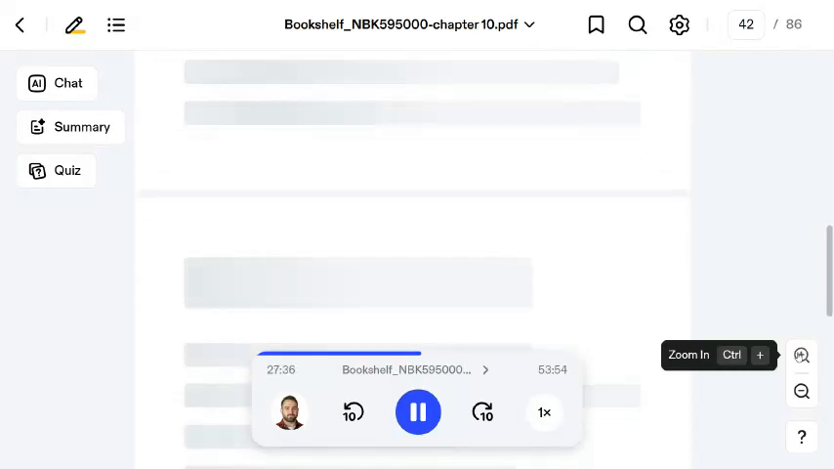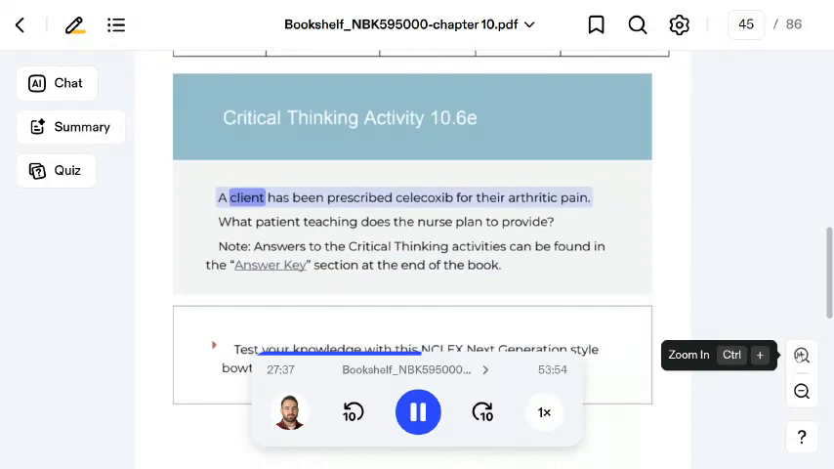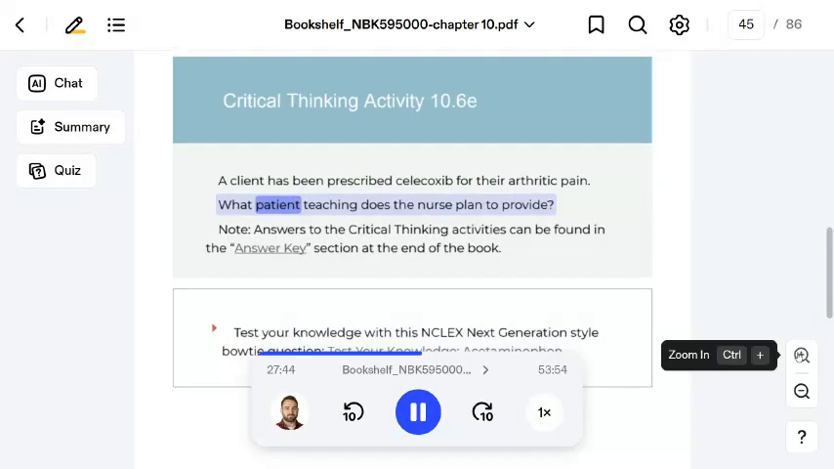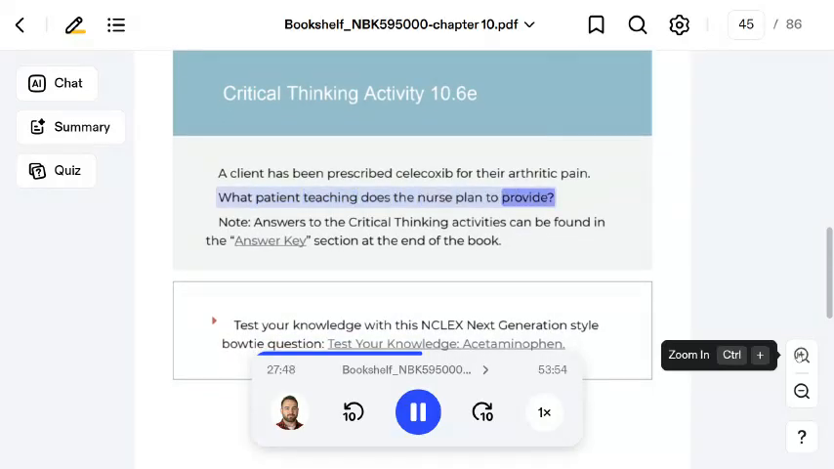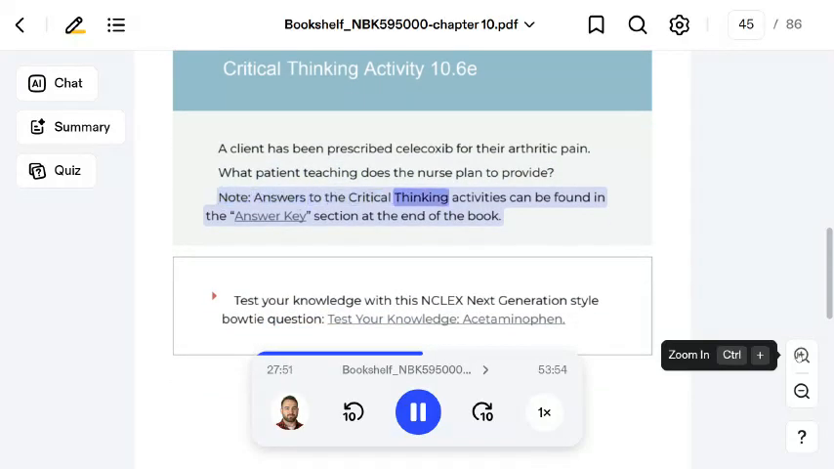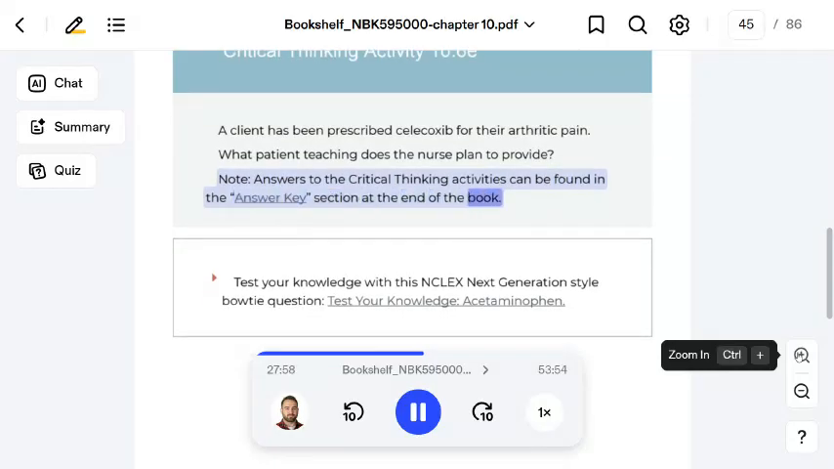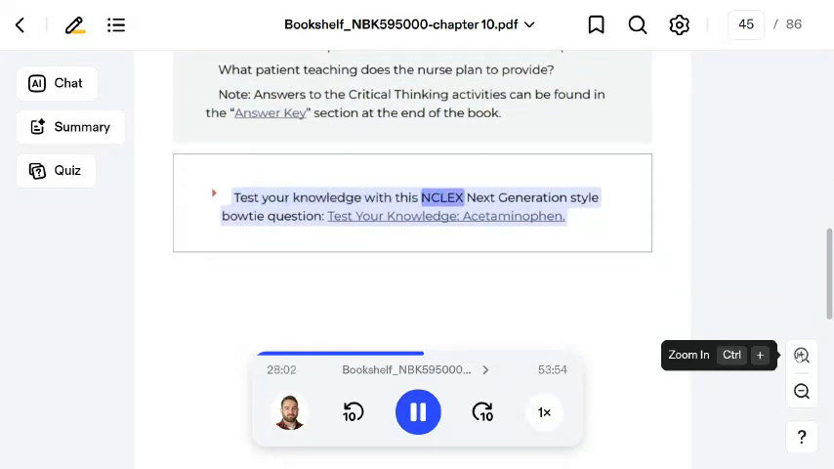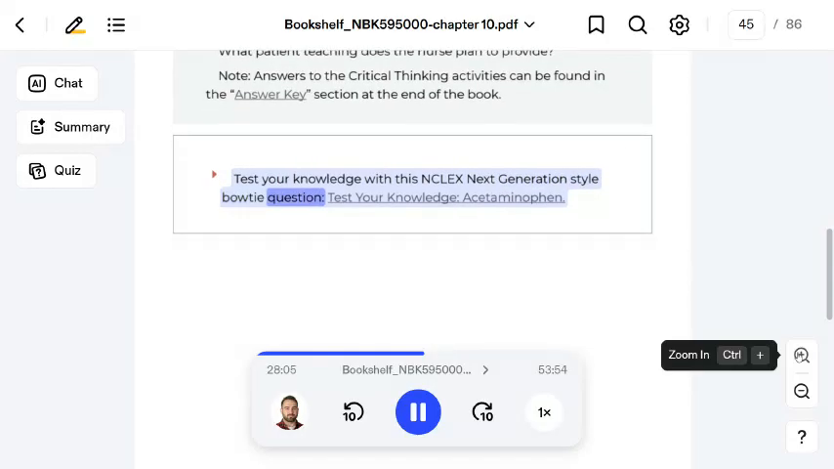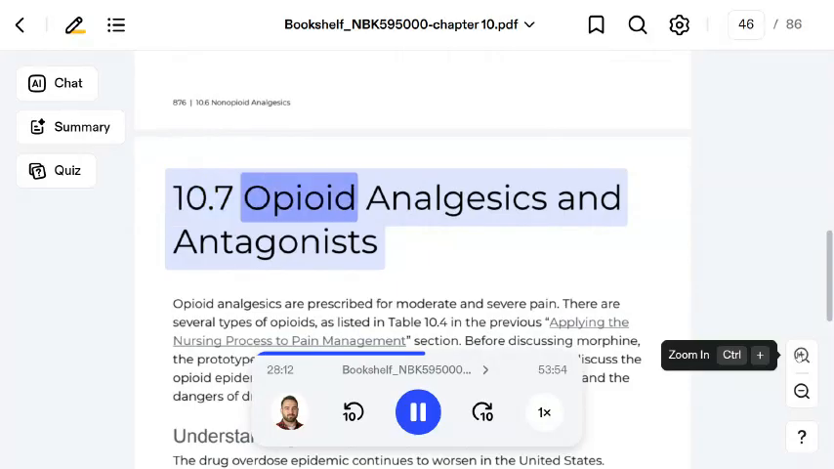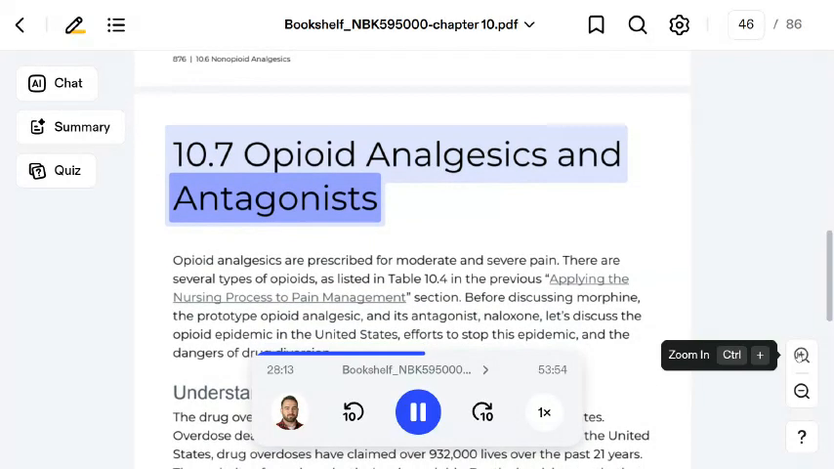Critical Thinking Activity 10.6e. A client has been prescribed celecoxib for their arthritic pain. What patient teaching does the nurse plan to provide? Note: answers to the critical thinking activities can be found in the answer key section at the end of the book. Test your knowledge with this NCLEX Next Generation Style Bowtie question.